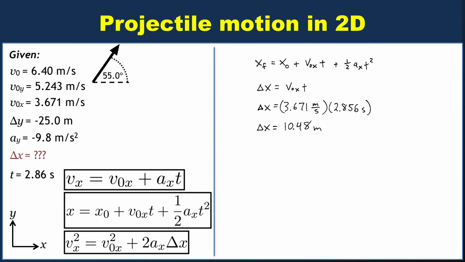That gives us 10.48 meters, or to 3 significant digits, the x displacement is 10.5 meters. We'll put that over on the left as well. So now we figured out the donut moved 10.5 meters in the x direction and was up in the air for 2.86 seconds. Aren't you happy that you finally solved a complicated projectile motion problem in 2 dimensions?